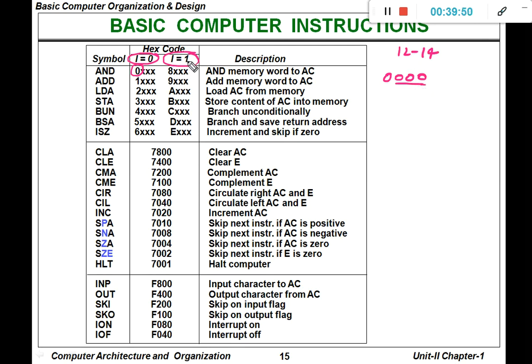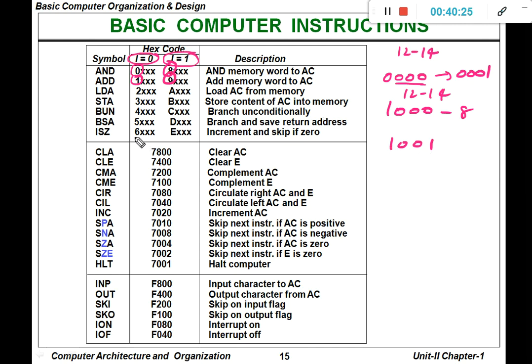And if I is equal to 1, then the value will be 1000. Okay, so you need to look into that. Based on the bits from 12 to 14, we are going to get different values. So this is the initial value 8. 1000 means 8. The second operation will be 1001. Then it will be 9. Like that we are going to apply.